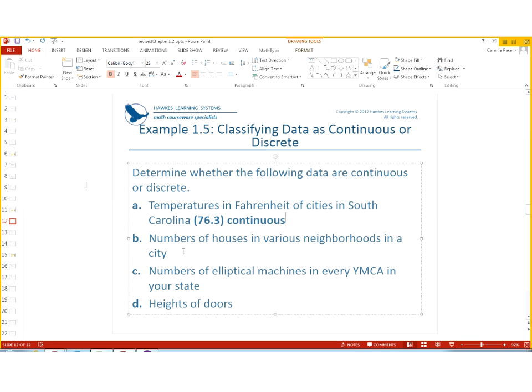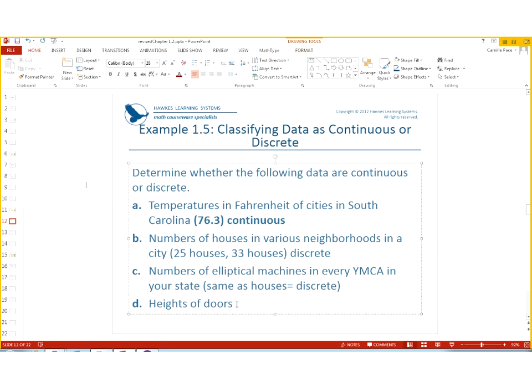Right? The next one, number of houses in various neighborhoods in the city. One neighborhood can have 25 houses, another one can have 33 houses, but no neighborhood can have 24.4 houses. So this is discrete because it's talking about whole houses. The number of elliptical machines in every YMCA in your state. Same as houses, and that is discrete, for the same reason: you cannot have half ellipticals. You can't say, oh, there's 14.2 ellipticals at the YMCA.